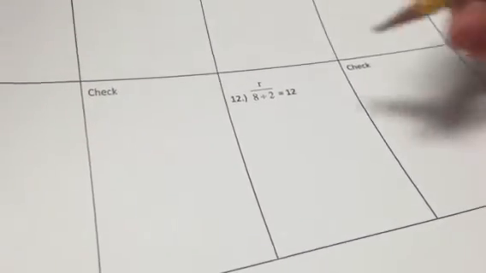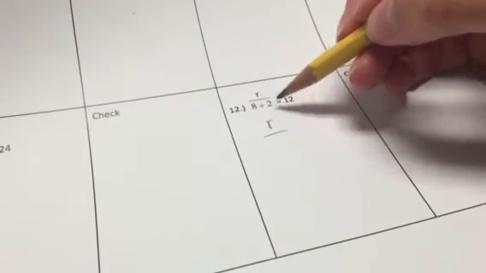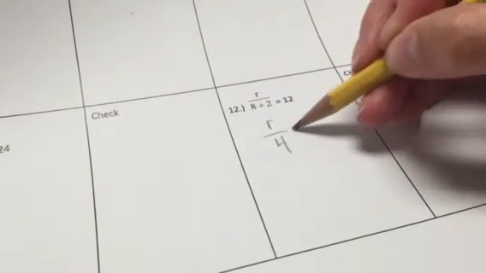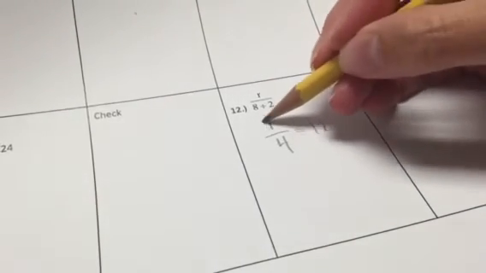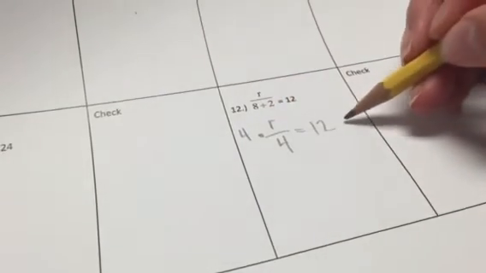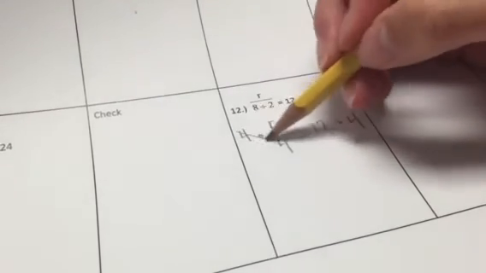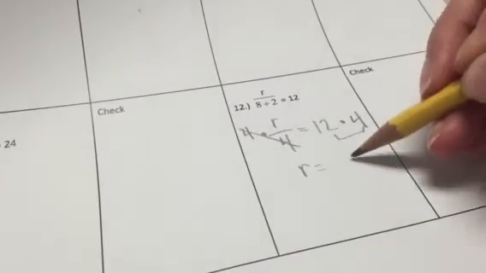Let's go to question number 12. All right, number 12, before I can do anything, I have to simplify. I'm going to keep the r, but I can simplify 8 divided by 2 to be 4. I'm going to bring down the equals 12. Now, to solve for r, I've got to do the opposite of divide by 4, which is multiply by 4. Whatever I do to this side, I have to do over here. The 4's will reduce, and I'm left with r equals 48.